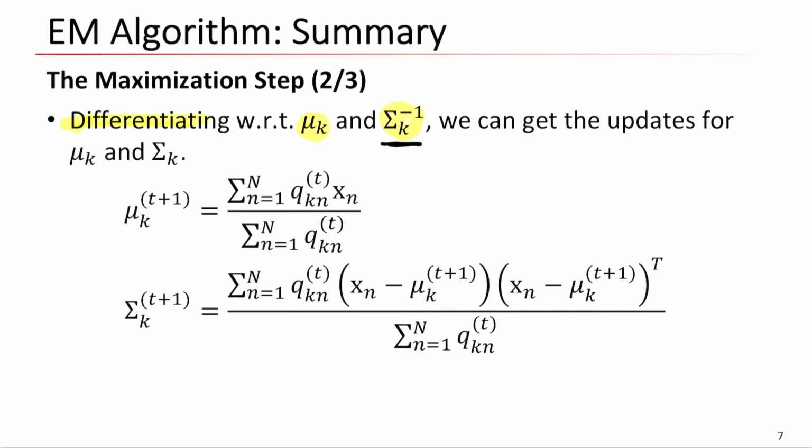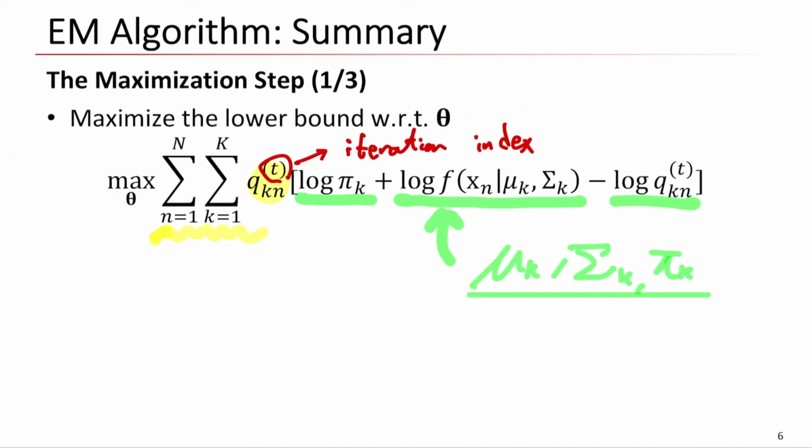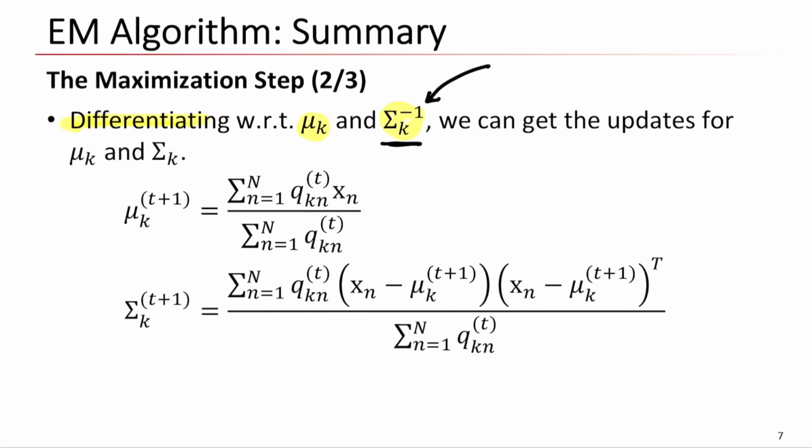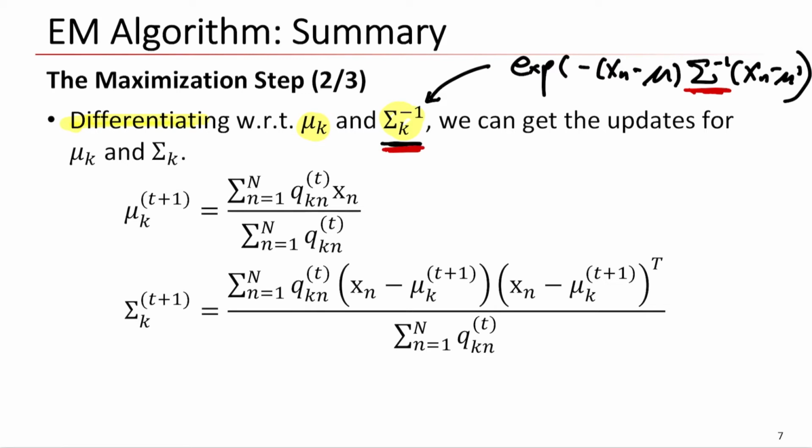By the way, why do we need the inverse sigma k? Because there is the Gaussian term here, a Gaussian random variable. So the Gaussian random variable looks like this. Right? So from here, by just minimizing with respect to the inverse of sigma k, we will easily differentiate this loss function, right?